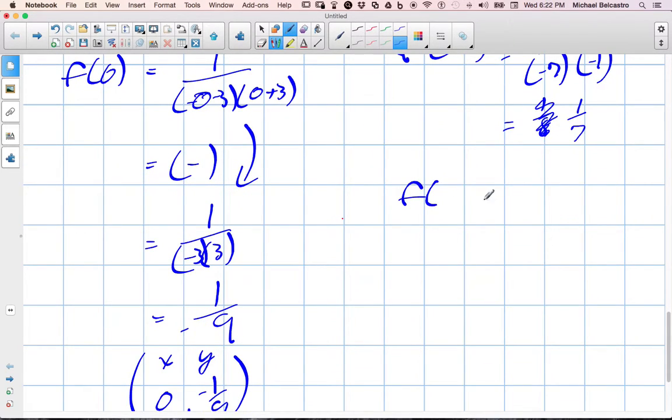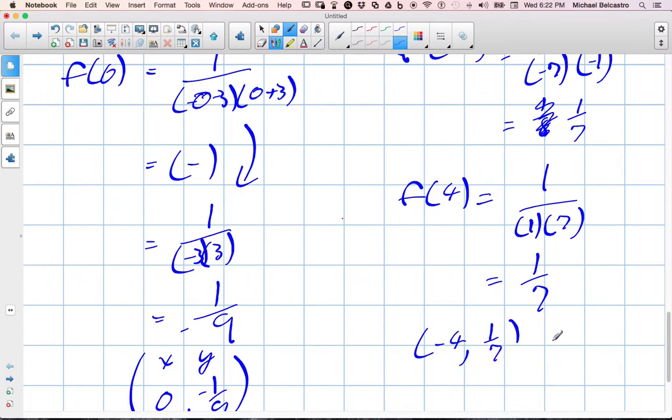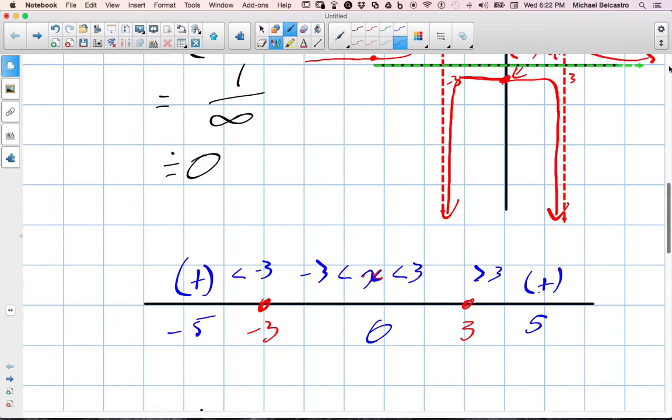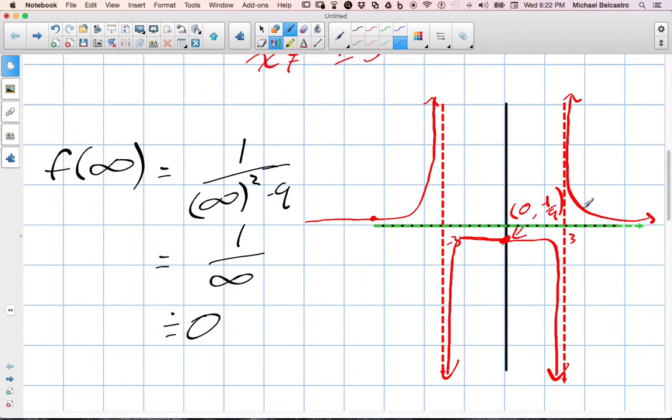And f at 4, well, 4 minus 3 is 1. 4 plus 3 is 7. Same idea. 1/7. That makes sense. They're symmetrical. So our coordinates are 4 and 1/7. So another major coordinate in our rough sketch of our graph. We'll say that this is 4 and 1/7. And we'll say that this is -4 and 1/7.